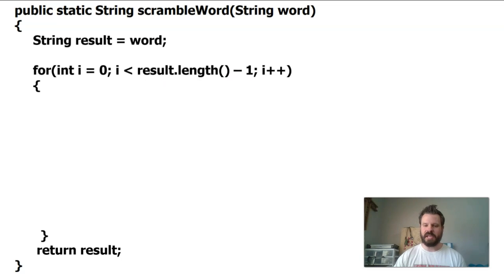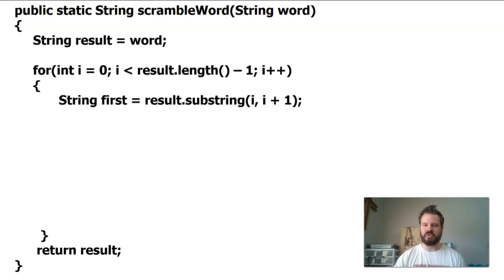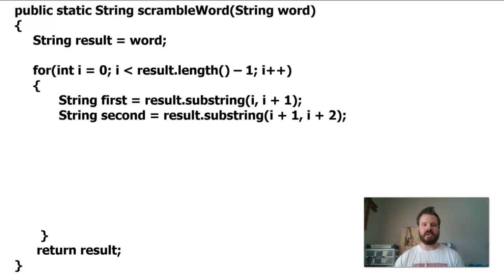And the reason I'm going to do less than length minus 1 is I'm going to make two substrings. The first one will be the ith letter we're on: result.substring of I, comma I plus 1. I'm going to make an additional substring that goes one beyond that. The second letter we're worried about is substring I plus 1, comma I plus 2.